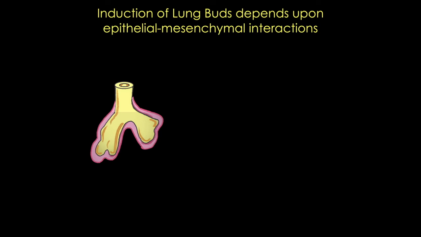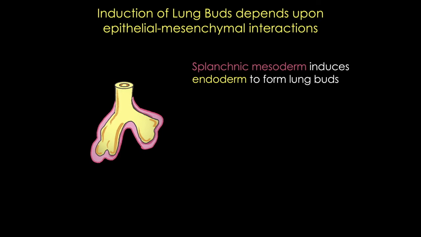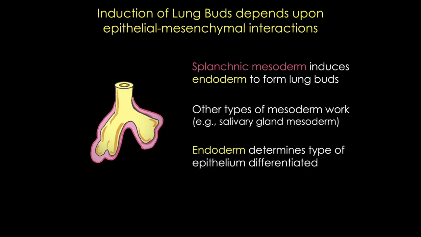Now, interestingly, this ability isn't specific to visceral mesoderm. Turns out that other kinds of mesoderm from branching organs like the salivary glands can induce lung buds in mouse models. But it's actually the endoderm that determines what kind of epithelium differentiates. So we can take salivary gland mesoderm, and it will induce lung if we put it with lung endoderm, but salivary gland with salivary ectoderm will give rise to salivary buds.